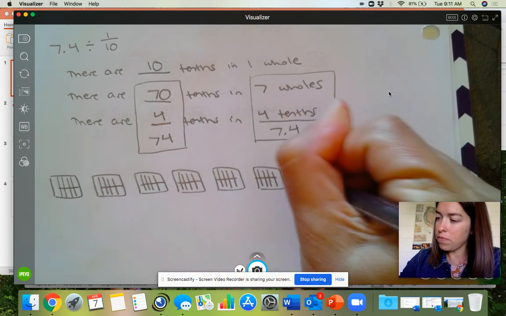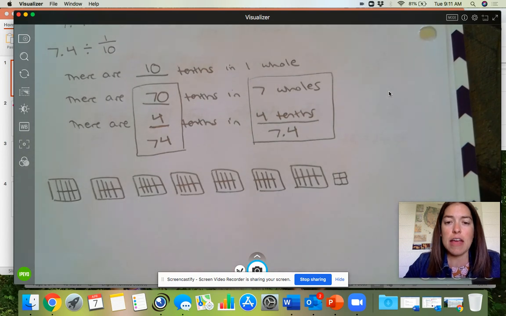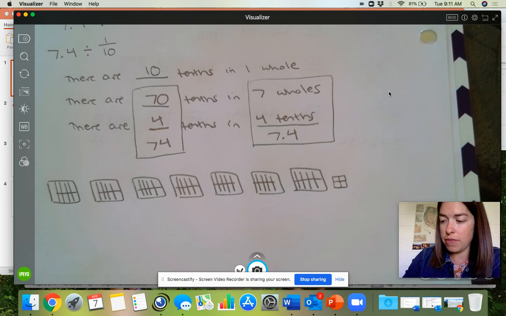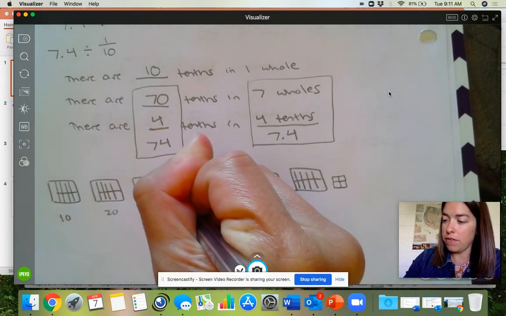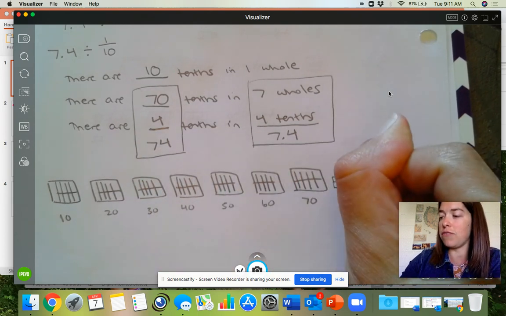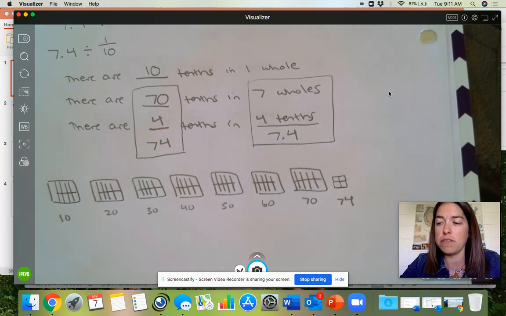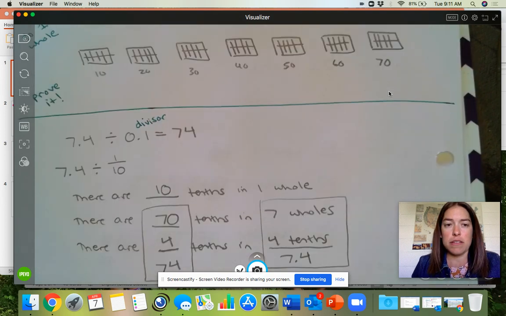Plus we have our 4 additional tenths. Now let's count by tens. How many do we have? 10, 20, 30, 40, 50, 60, 70, 71, 72, 73, 74. So there are 74 tenths that fit in there. So 7 and 4 tenths divided by 1 tenth gives me an answer of 74.